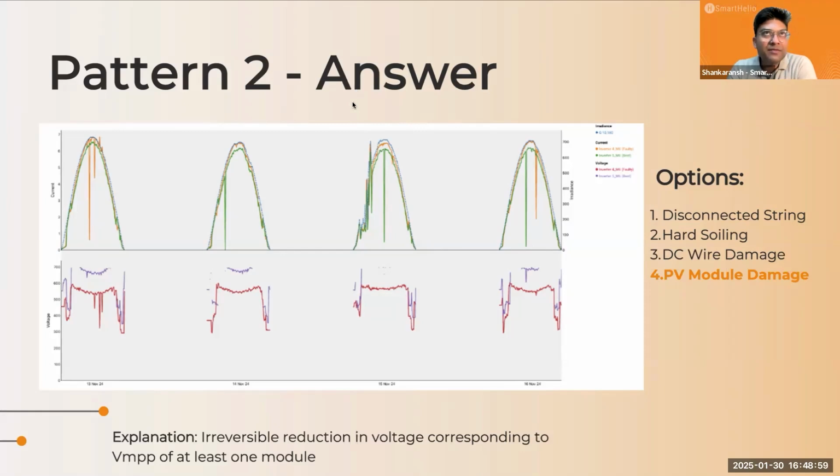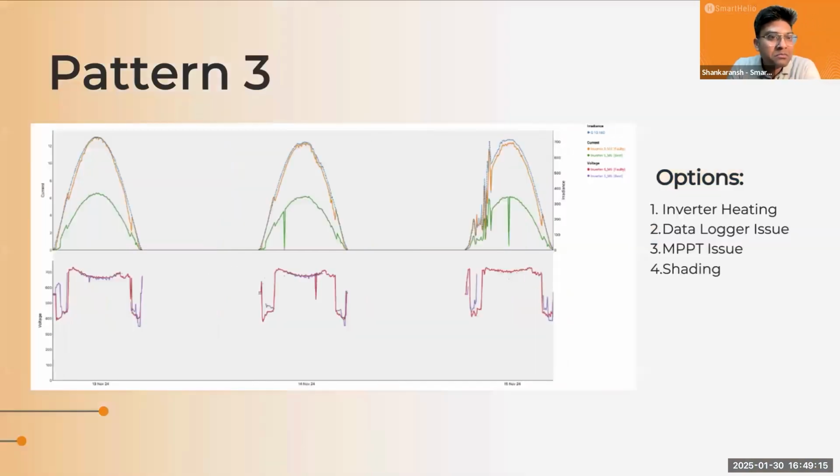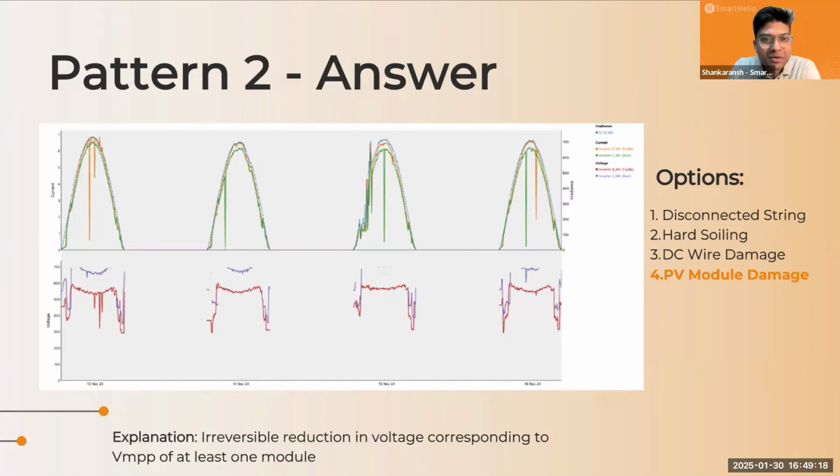If there is a disconnected string, I will lose current worth at least one string. Here, if you see the maximum current that even the best one is reaching, it is a little over 6, 7 amperes, maybe 10 amperes. And the worst one is just right under it. So it's definitely not a disconnected string. It very well could be DC wire damage. So people are not completely wrong.